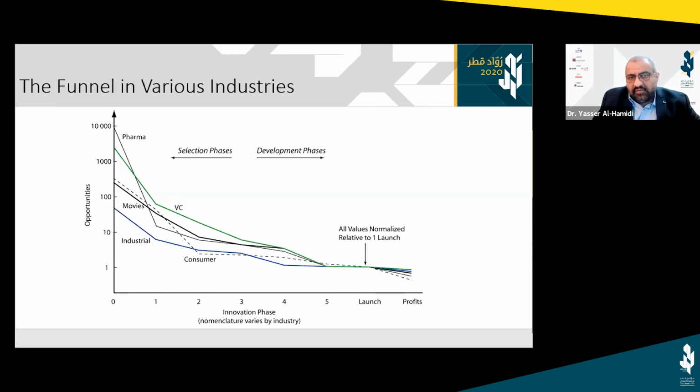This is the funnel for different industries. I mean, most of the startups think that they come up with an idea and can just simply push it to the market. I just wanted to show them that in some industries, like the pharmaceutical industry, they have to brainstorm more than 1,000 ideas to be able to reach a point in which they can really take one idea further for development. And this is a little bit less for different industries.